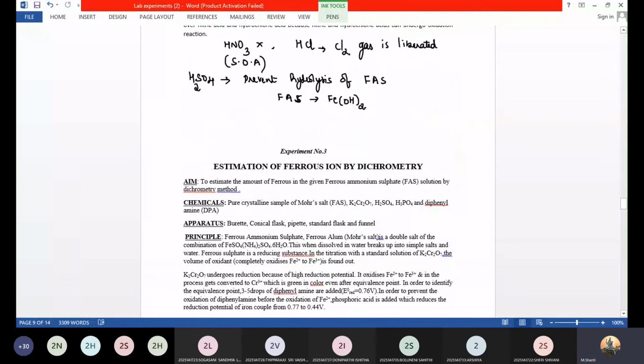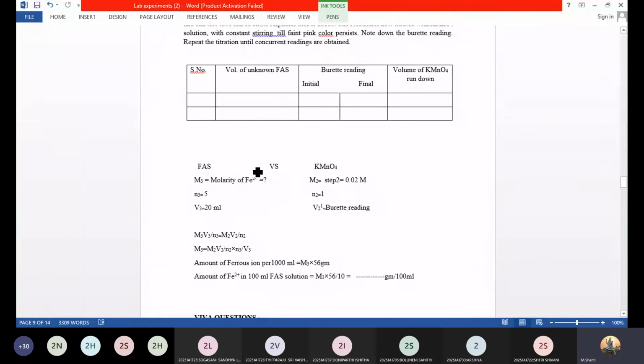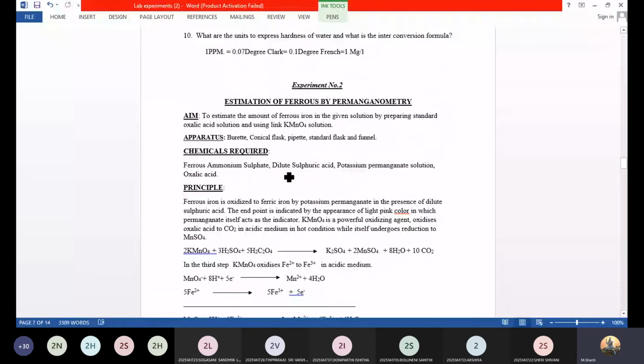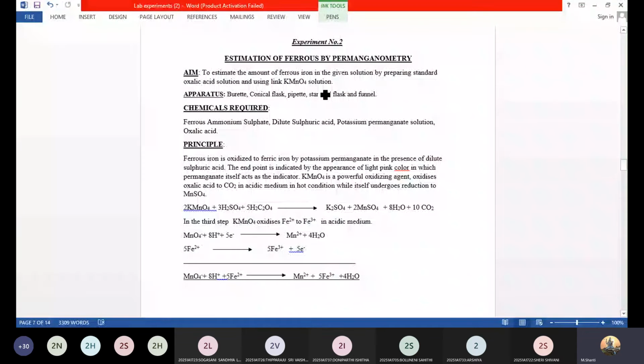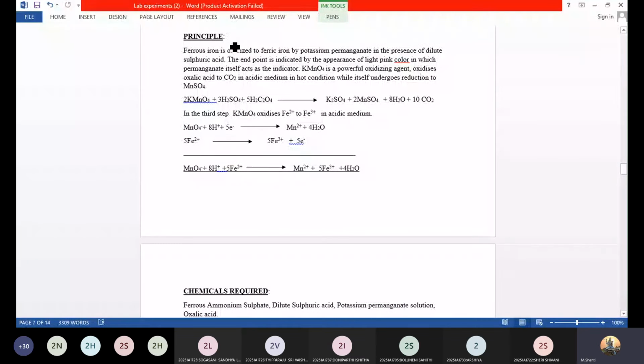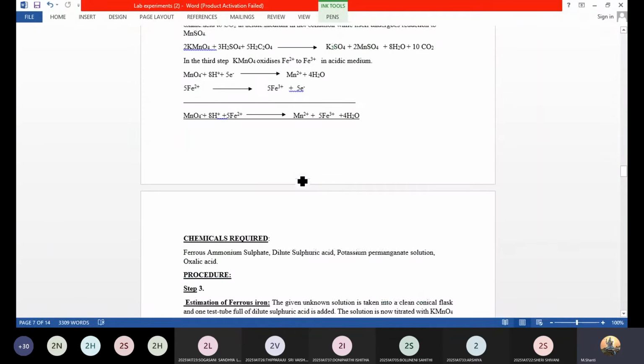Any doubts with regard to experiment 2? From the beginning, I'll scroll down, just see and let me know if you have any doubts. Everybody has to be thorough with the principle part. This entire thing you are going to write in your lab internal exam, so if you miss these things, you'll be losing marks, girls.